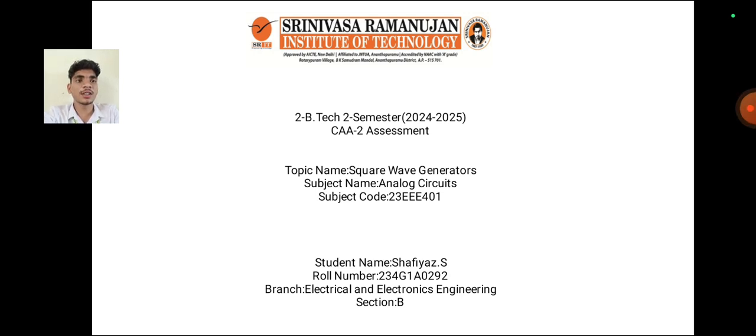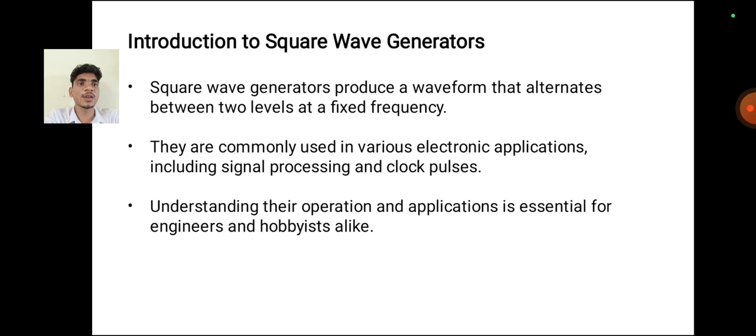Today we are discussing square wave generators in the subject of analog circuits. Introduction to square wave generators. Square wave generators produce a waveform that alternates between two levels at a fixed frequency. They are commonly used in various electronic applications, including signal processing and clock pulses. Understanding their operation and application is essential for engineers and hobbyists alike.